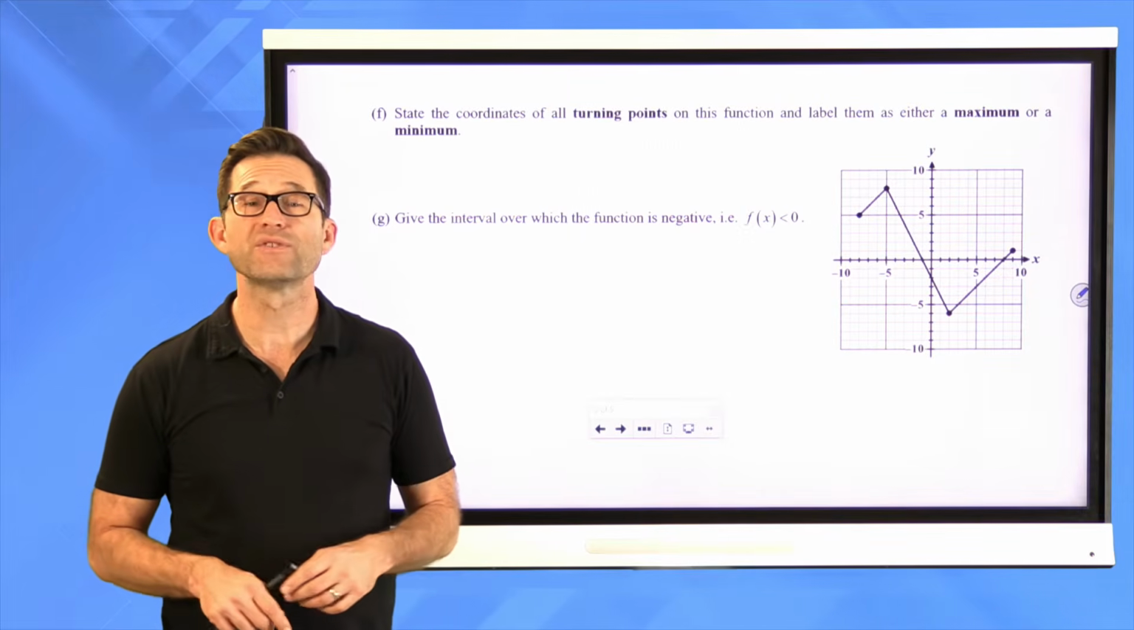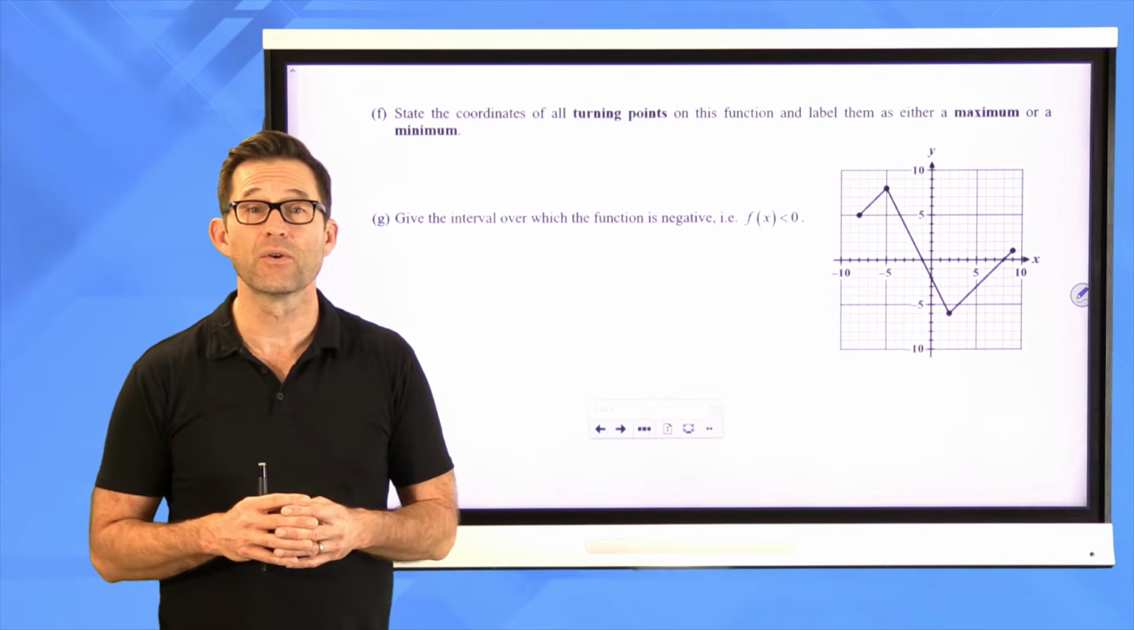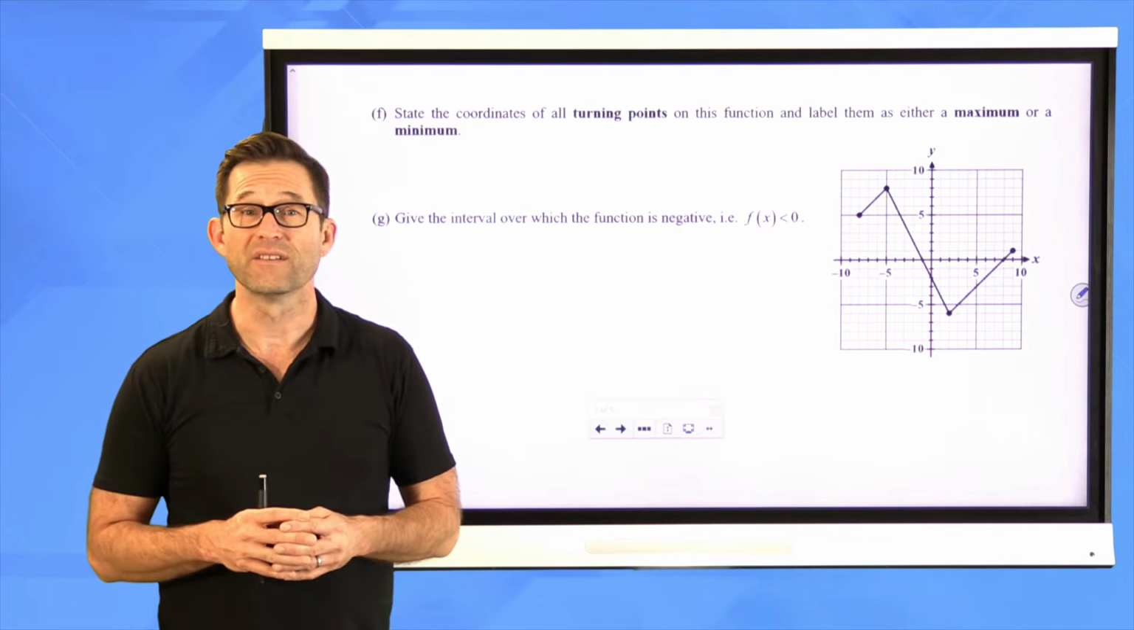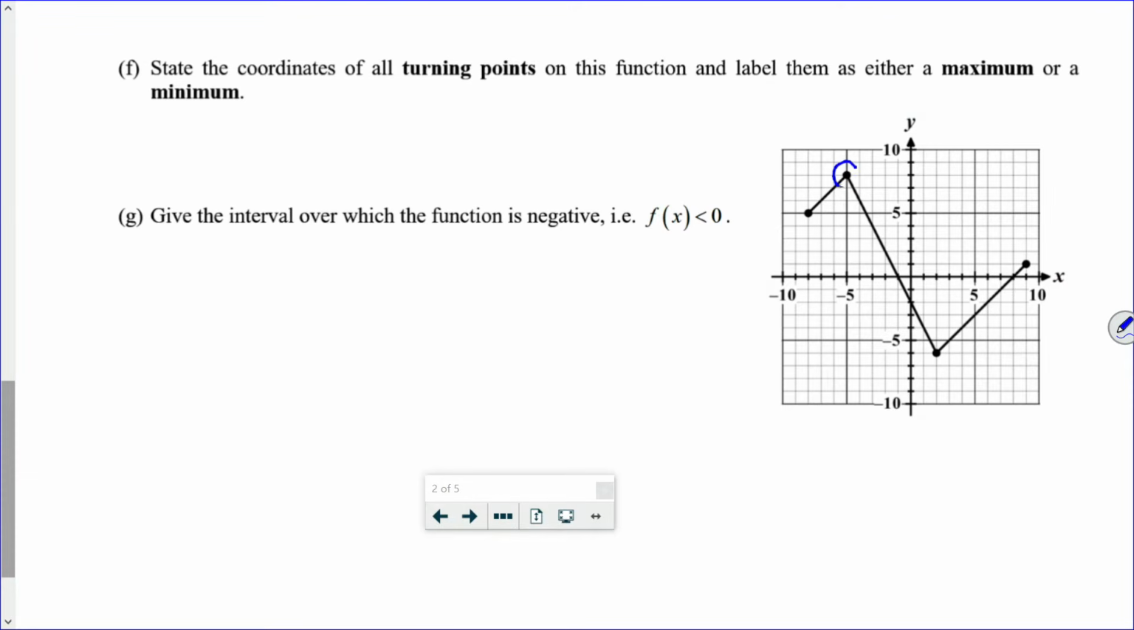Well, turning points are literally those places where a function changes from increasing to decreasing or from decreasing to increasing. But they are very obvious when you see them on a graph. So for instance, that's a turning point and that's a turning point. That one turning point is at (-5, 8). And the second turning point I circled was at (2, -6).